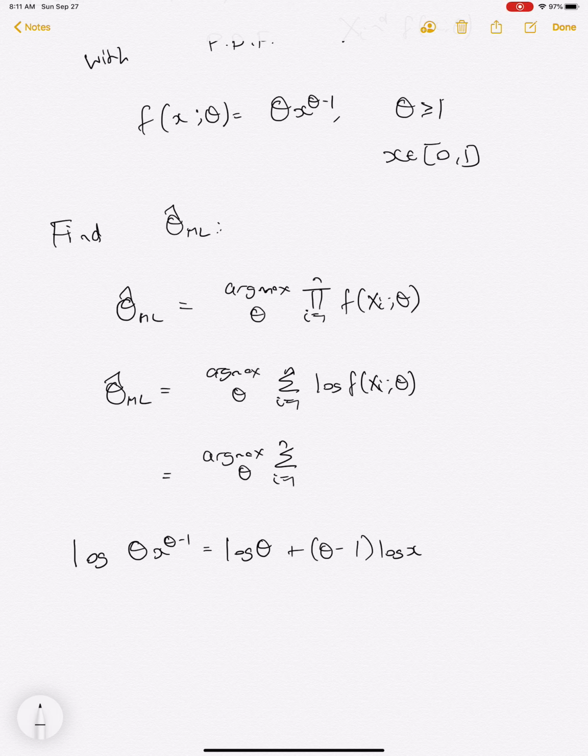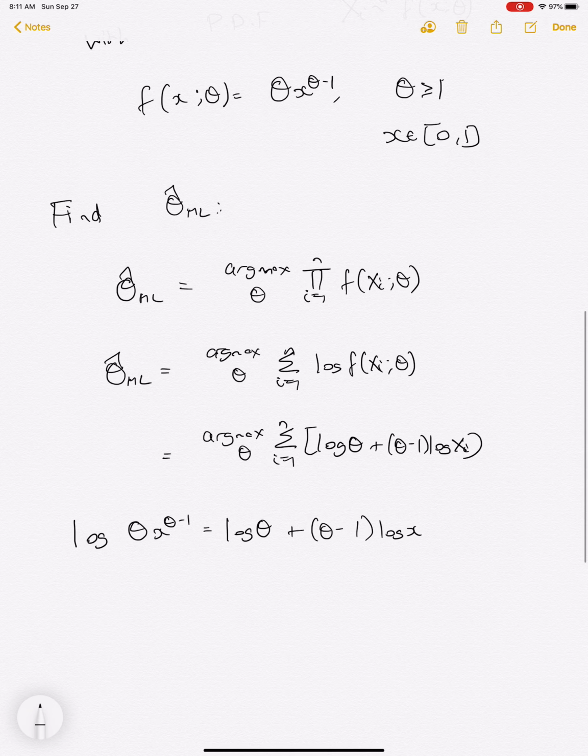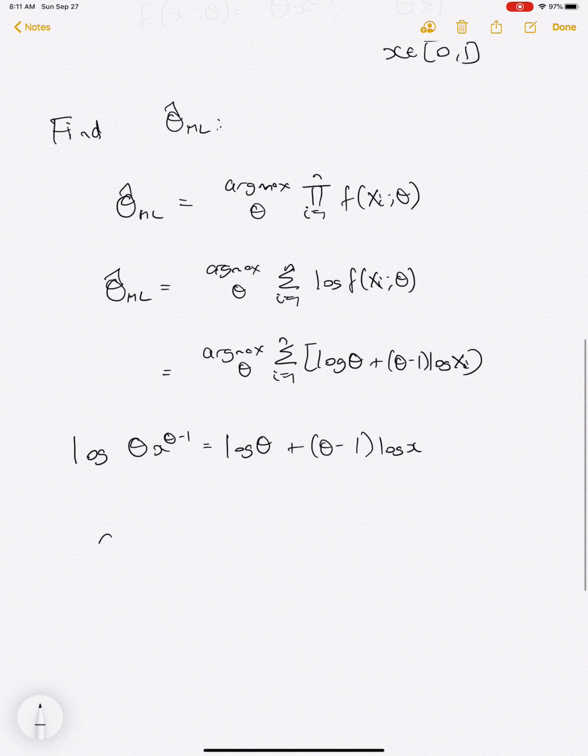And so we can rewrite this. When we move the sum through, we're going to have n times log of theta, because you're summing up log theta n times, and then plus theta minus 1.